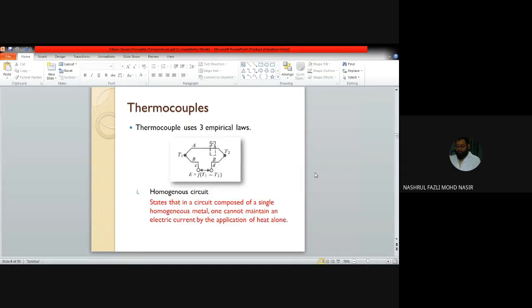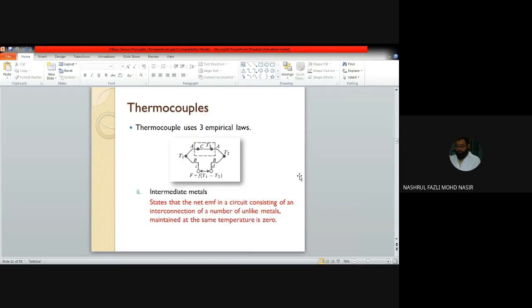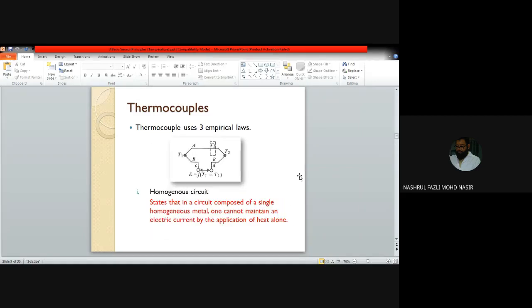Okay, so there are 3 empirical laws for this. First, the homogeneous circuit, then the intermediate metals, and then the successive or intermediate temperatures. So there's a circuit, there are metals, and there's temperature involved. First of all, the homogeneous circuit states that in a circuit composed of a single homogeneous metal, one cannot maintain an electric current by the application of heat alone.